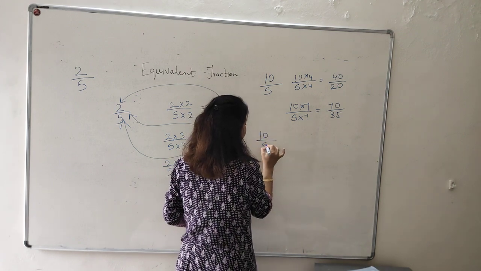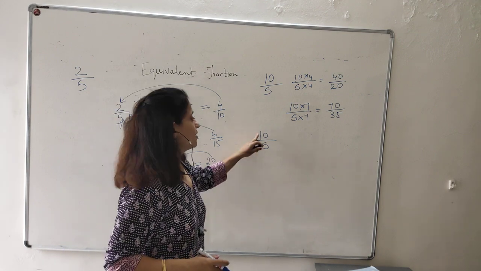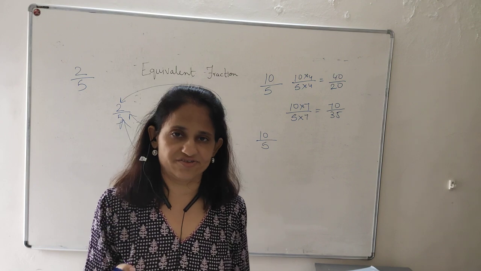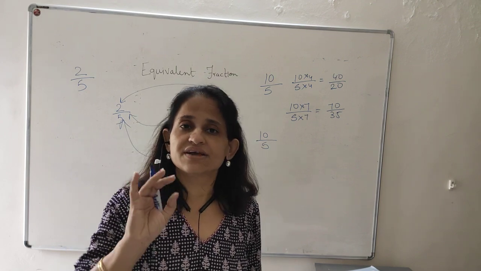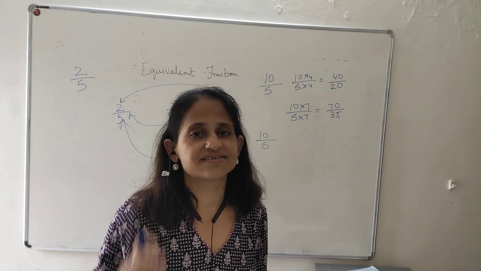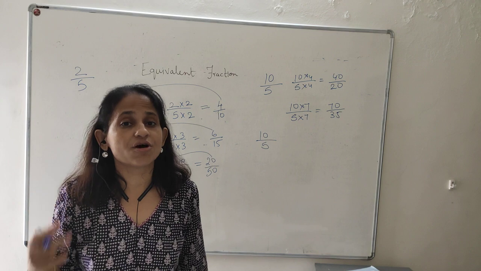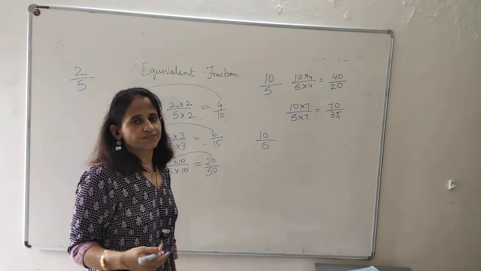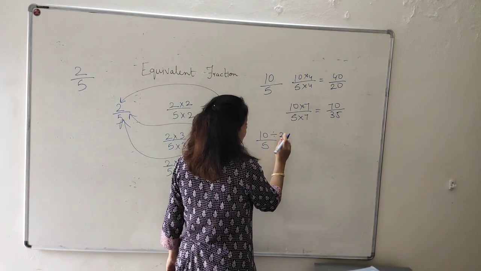I can also divide and find the equivalent fraction. Now 10 upon 5, I need to find the common factor. Then only I can divide. But whatever I divide in the numerator, the same thing I have to divide with the denominator. So I need a common factor between the two. What is the common factor between 10 and 5? It could be 5.